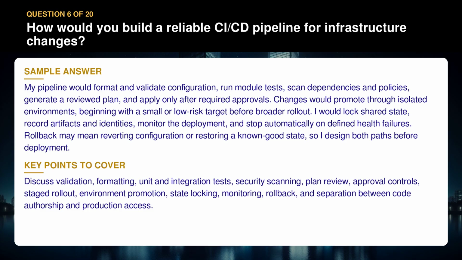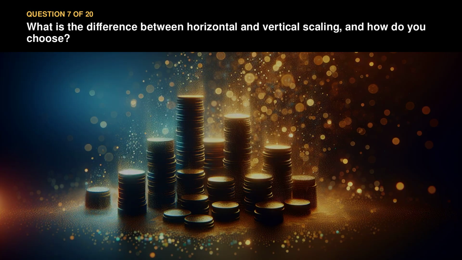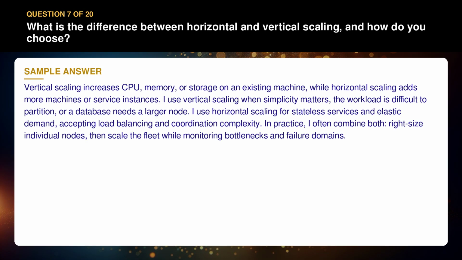Discuss validation, formatting, unit and integration tests, security scanning, plan review, approval controls, staged rollout, environment promotion, state locking, monitoring, rollback, and separation between code authorship and production access. Question 7. What is the difference between horizontal and vertical scaling, and how do you choose? Vertical scaling increases CPU, memory, or storage on an existing machine, while horizontal scaling adds more machines or service instances.